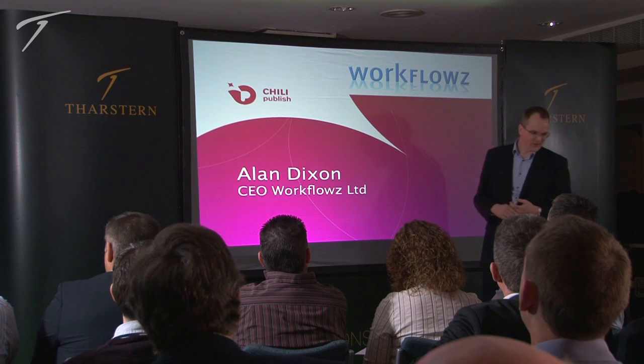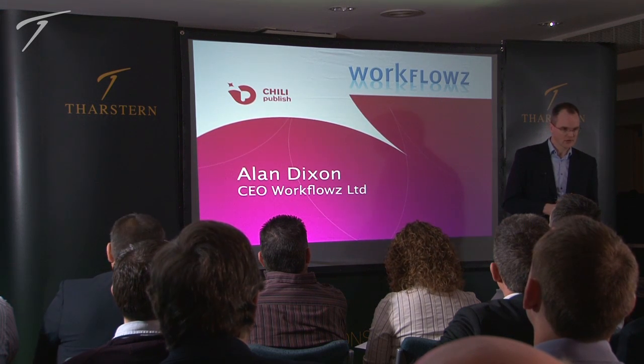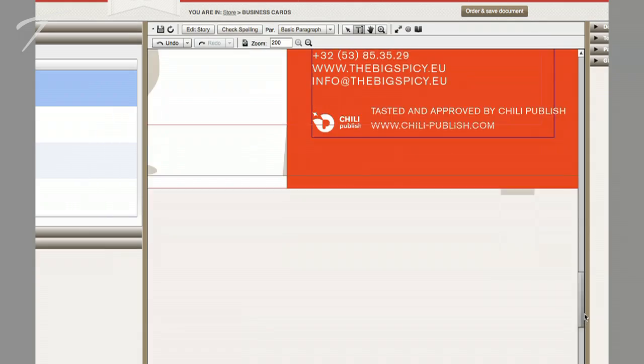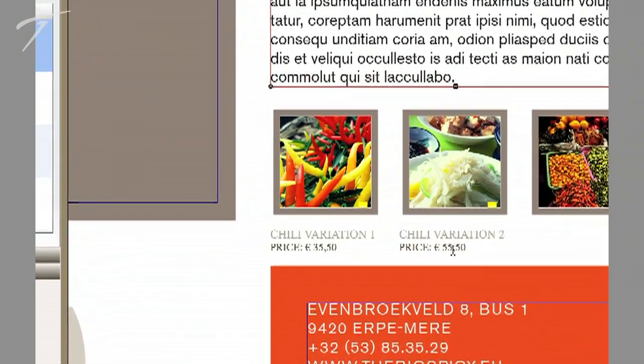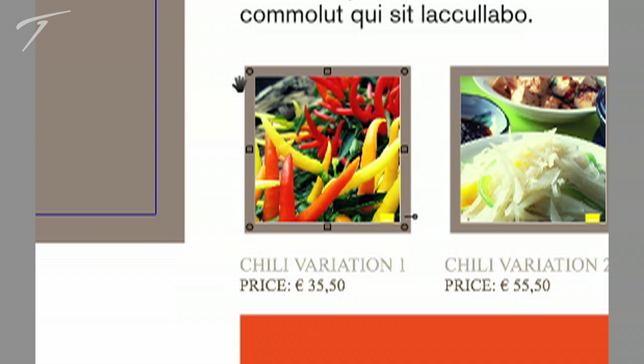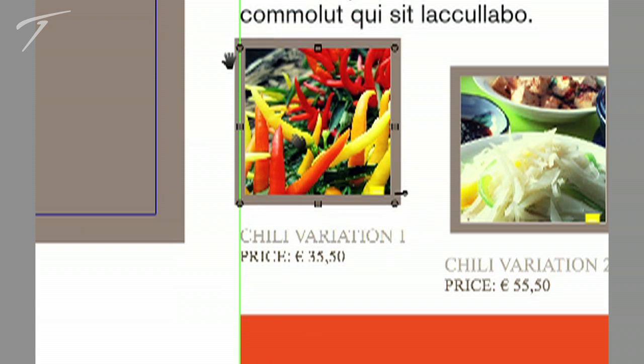I'm Alan, I'm from Workflows. We distribute Chili. We also distribute the metrics in position product that you saw earlier for the ganging in position. In addition to inline frames, we also have the support of anchors. So my price point and the title for this image is anchored to the actual parent object, in this case the actual photo of the chili peppers. As I move that image up or down, you can see the child object, the price point, is moving with it.